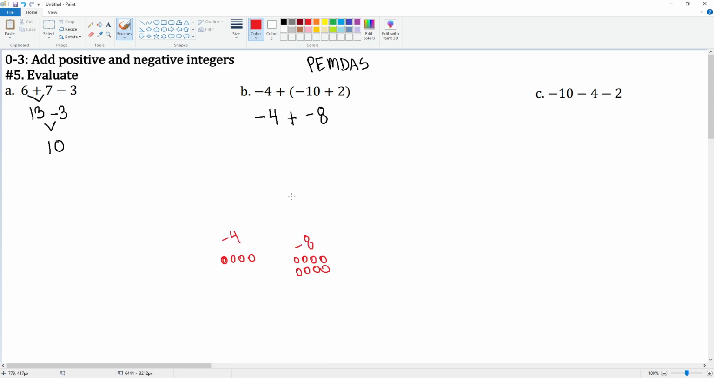In total, you have negative 8, 9, 10, 11, 12. Negative 12, because a negative plus a negative becomes a larger negative.